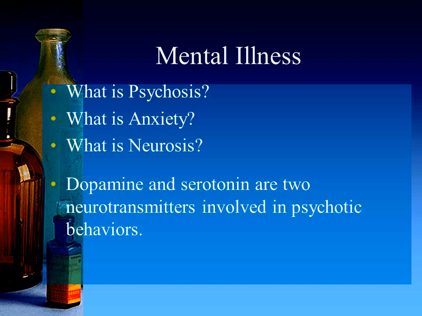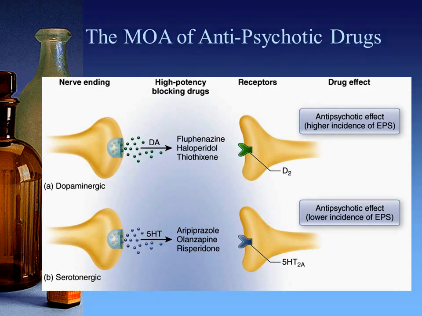That is more of a neurosis than it even is an anxiety. Within the spectrum of mental illness, though, there are 2 neurotransmitters that we're going to be talking about. Those are the neurotransmitters dopamine and serotonin. And so when we're talking about medications that treat psychotic episodes, we're talking about medications that are going to deal with regulating dopamine and serotonin in the brain. Let's take a look at what that looks like.